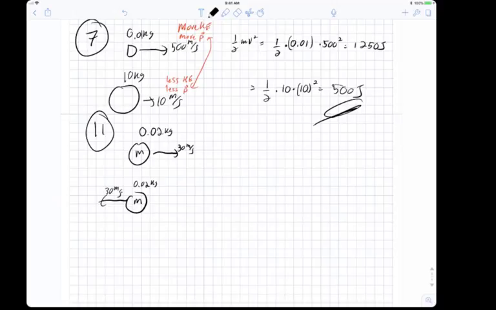Okay, so you calculate the kinetic energy. I want to calculate the change in kinetic energy. Kinetic energy initially is nine joules. Kinetic energy final is 9 joules.